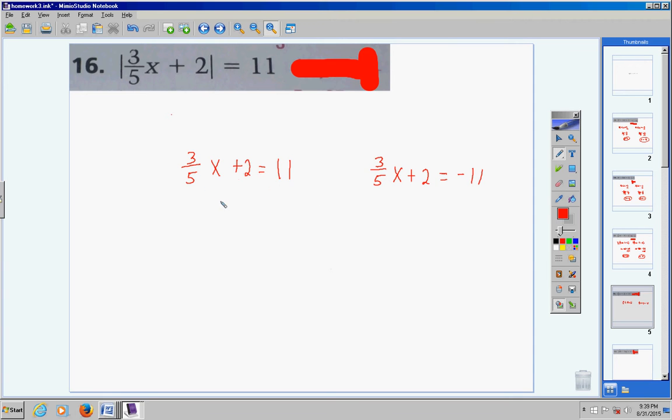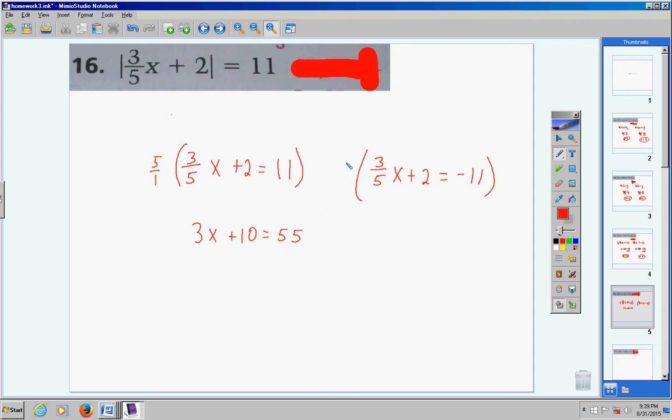Can you simplify this equation? No. Can you simplify this one? No. I'm going to quickly eliminate my fraction in both of these. My denominator is 5, so here we go. 5 over 1 times 3 over 5. My 5's cancel, leave me with 3x. Also, 5 times 2 is 10. Also, 5 times 11 is 55.